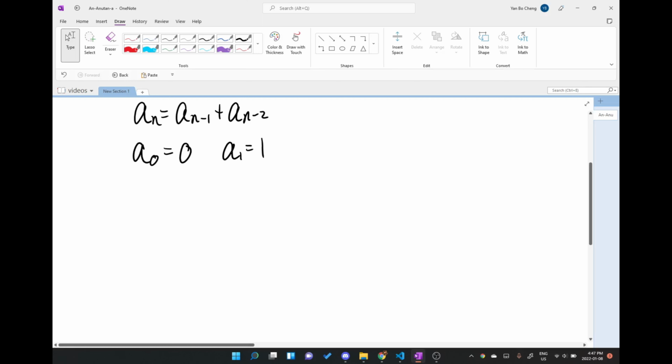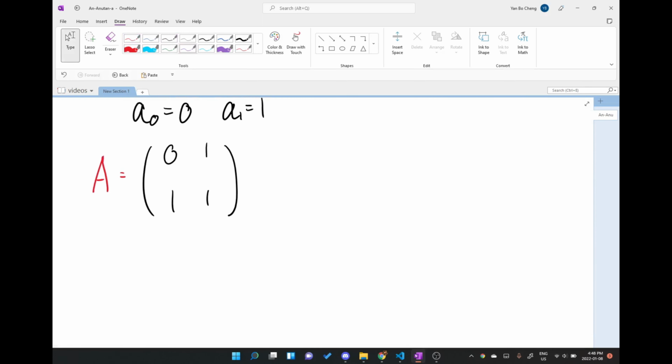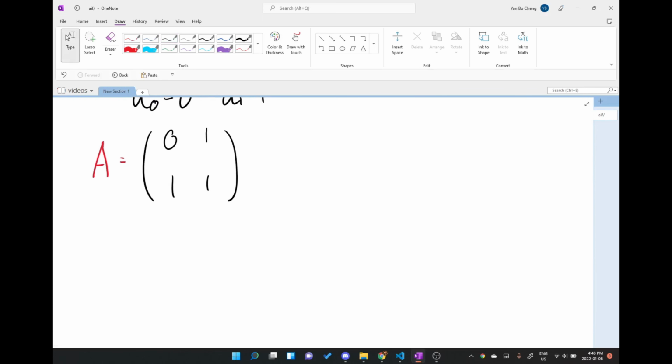And for the linear algebra part, we're going to consider this matrix: [0, 1; 1, 1]. We'll give it a name, A. So what is interesting about this matrix?